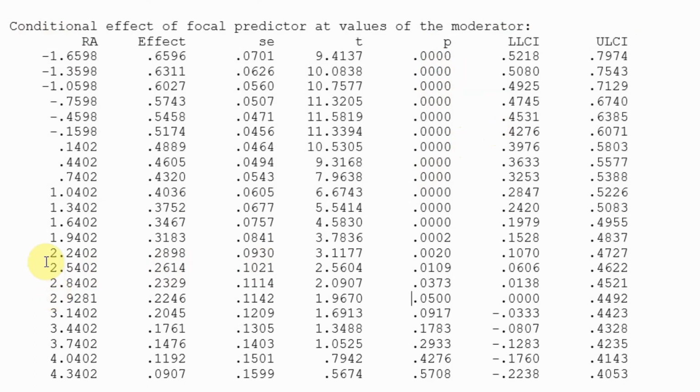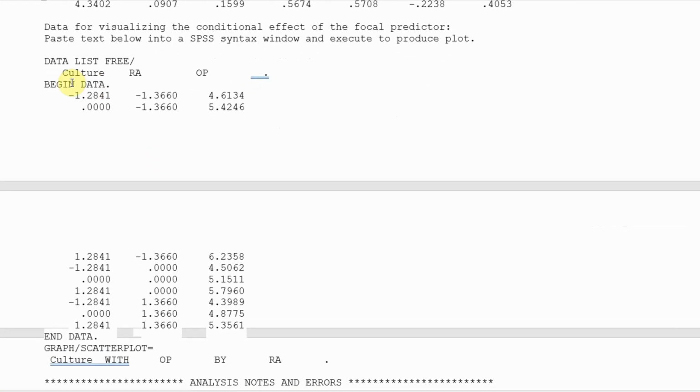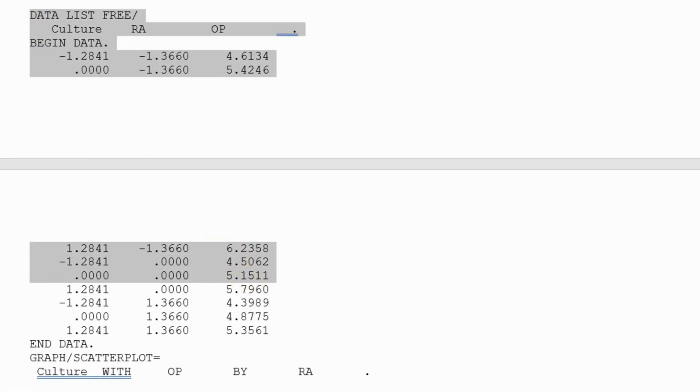Now look at this here. So there comes a point where, if you further increase role ambiguity, it's not going to weaken the relationship between culture and OP. So it becomes insignificant here. So this is the point whereby if you further increase role ambiguity, the impact of culture on performance is not significantly moderated by role ambiguity. This is what the Johnson-Neyman output will tell you. Moving on, this is how you can draw your graph, and we are going to talk about it as well.